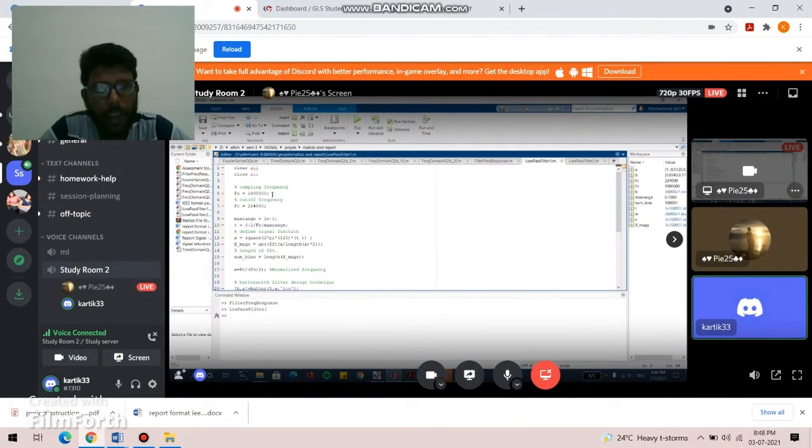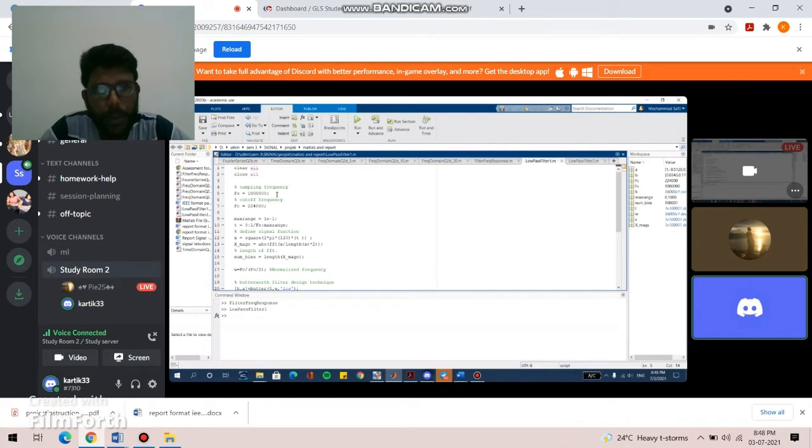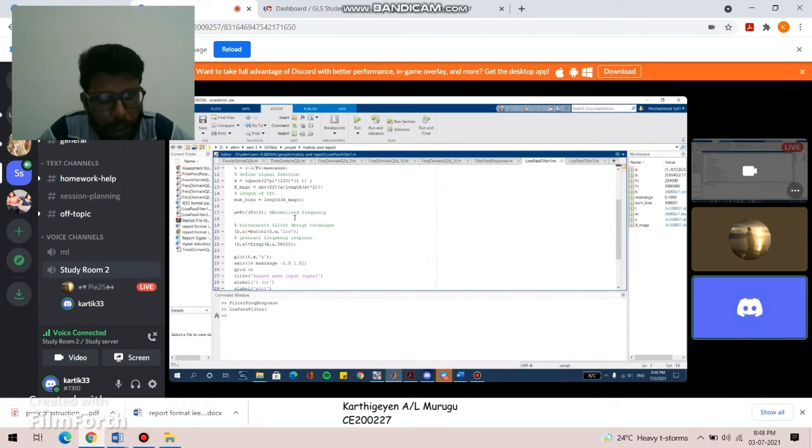I'm Karthikeyan Alaike Murugu. I'm here to present the low pass filter in time domain. This is our sampling frequency and cutoff frequency, and these are our codings for the time domain.